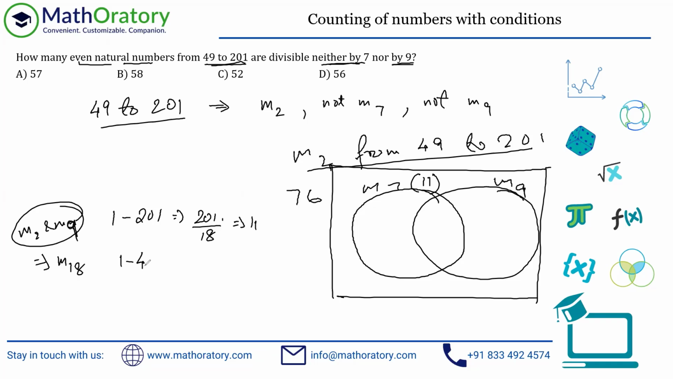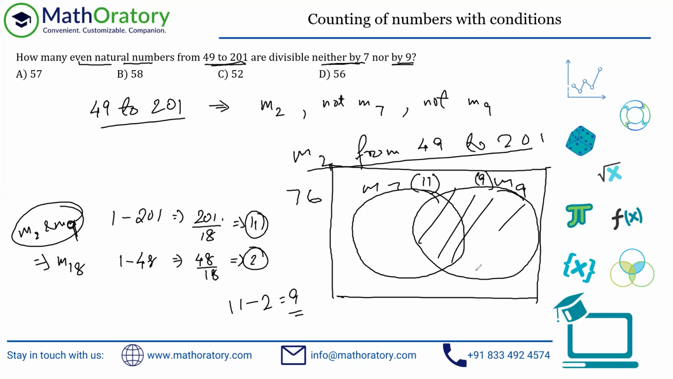And 1 to 48, you have 48 by 18. Just reduce the numerator and denominator. You get 24 by 9, which is 2. So you get 11 minus 2, which is 9 multiples of 18, right? And that is multiples of 9 in this case. So 9 multiples out here. So this circle is indicating 9 numbers. So that much is done.